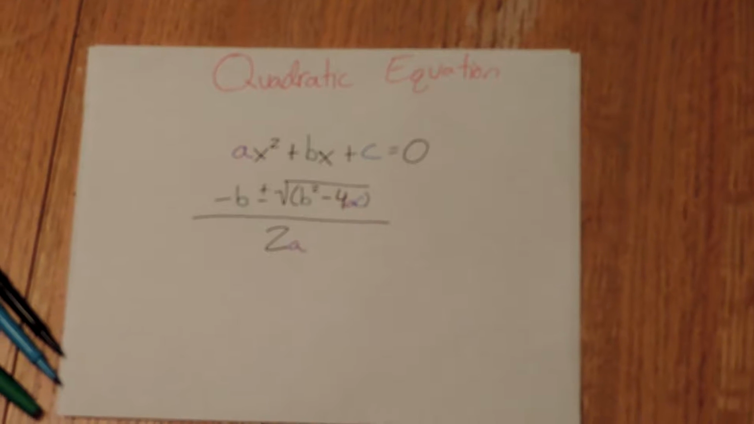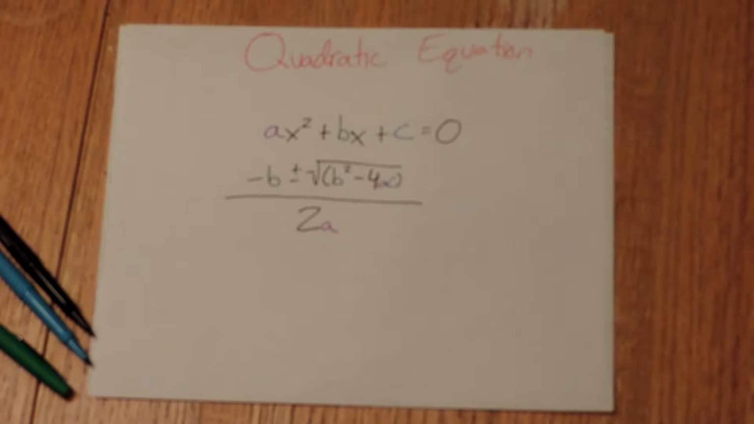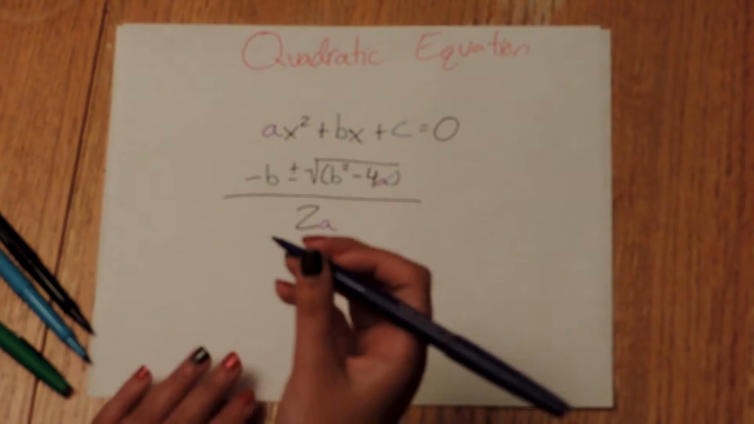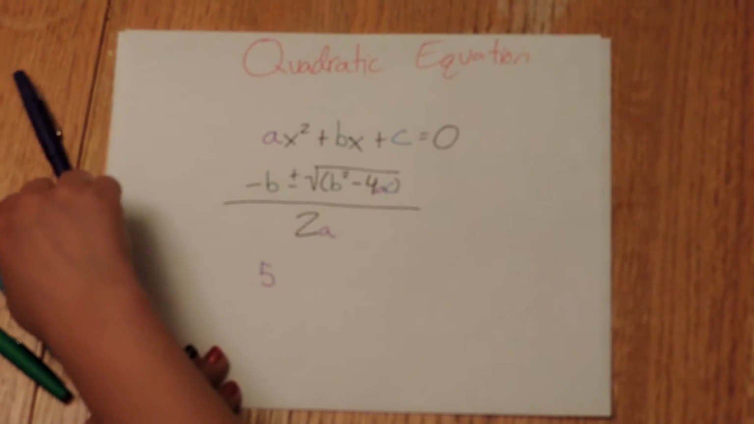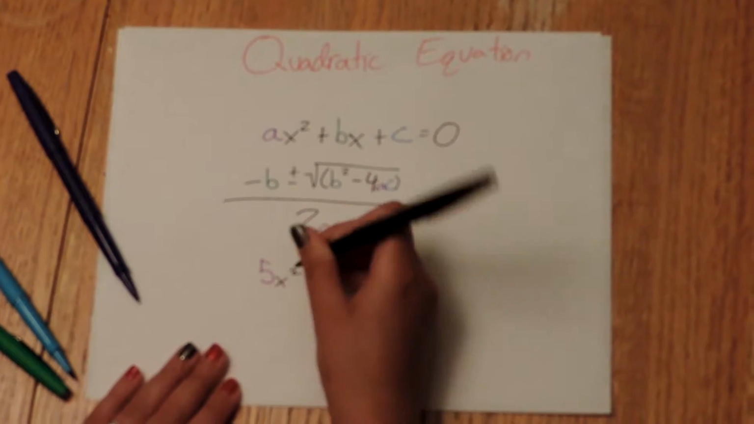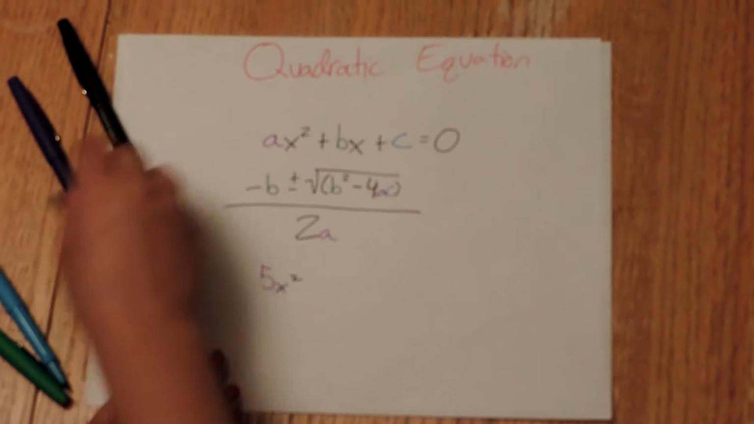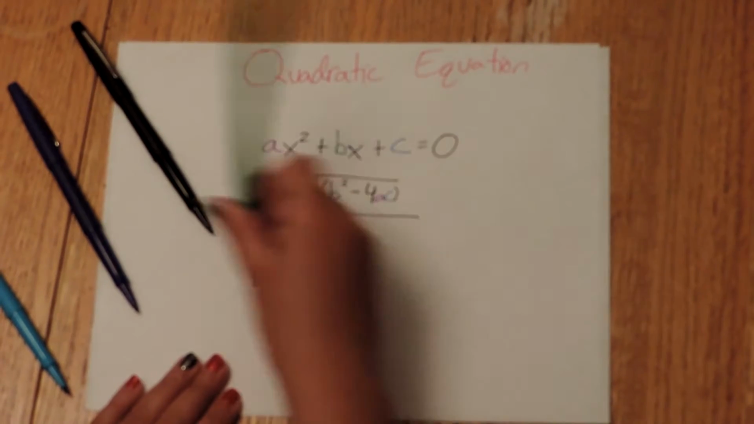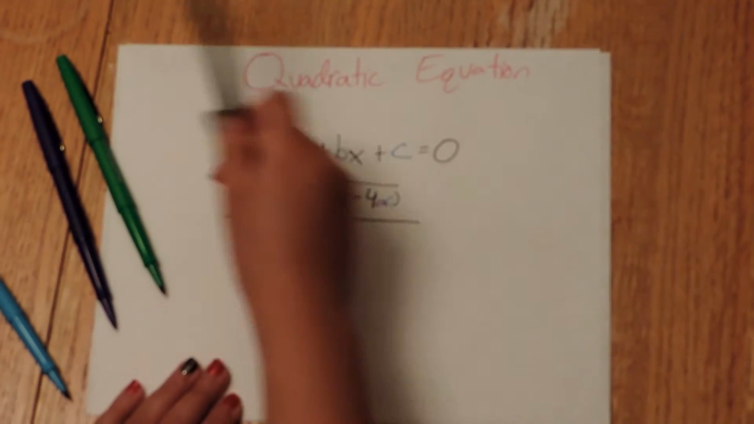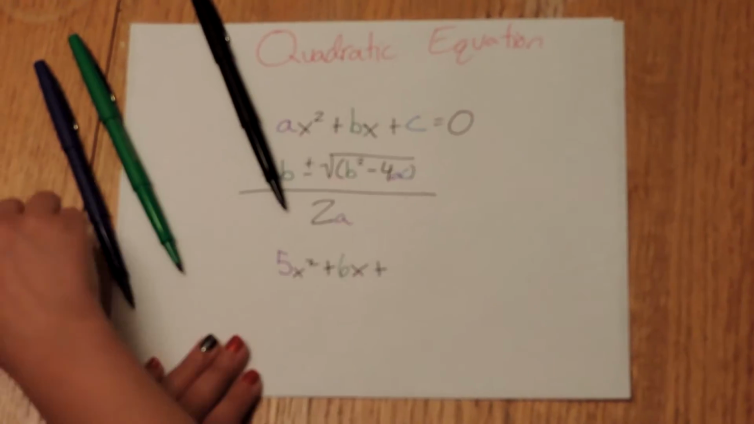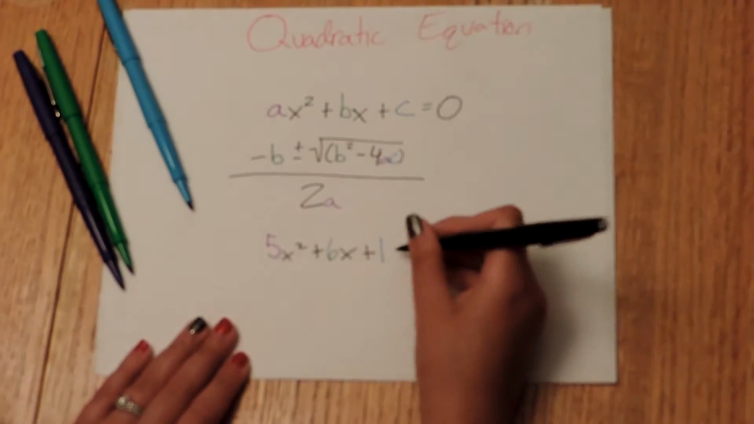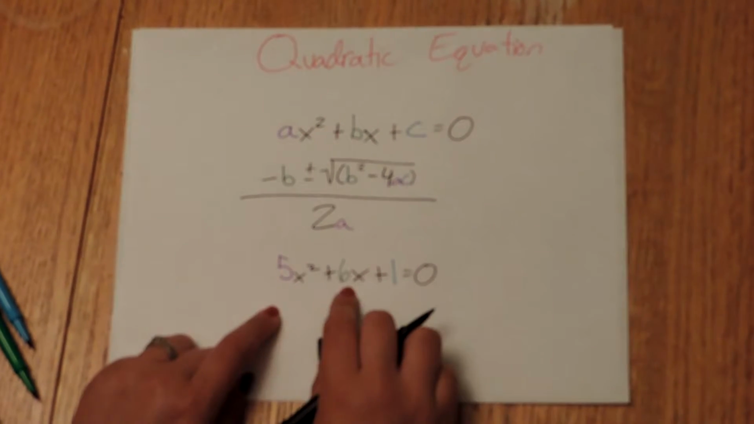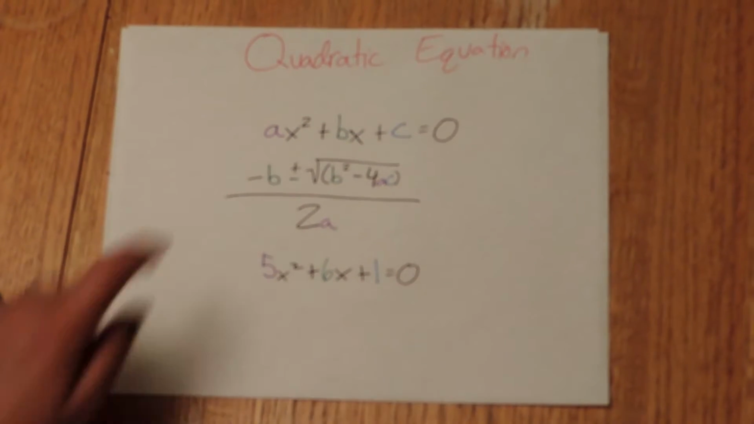And I'm sure you're wondering what all that's for. So if we were to have actual numbers in where our letters are, we could have an equation that looks like this: 5x squared plus 6x plus 1 equals 0. So this is where we're going to plug in our color-coded numbers for where our letters are.